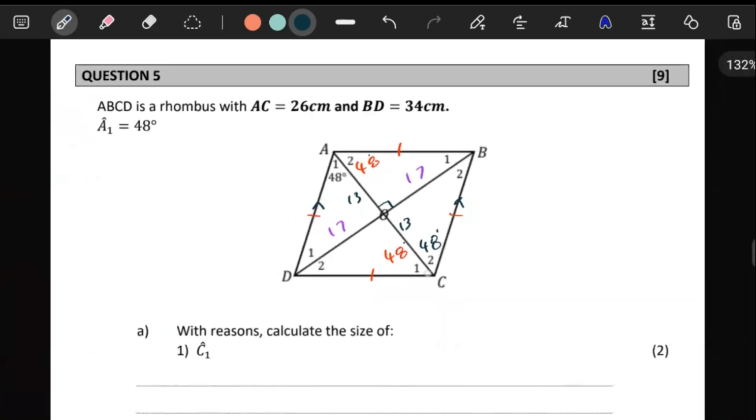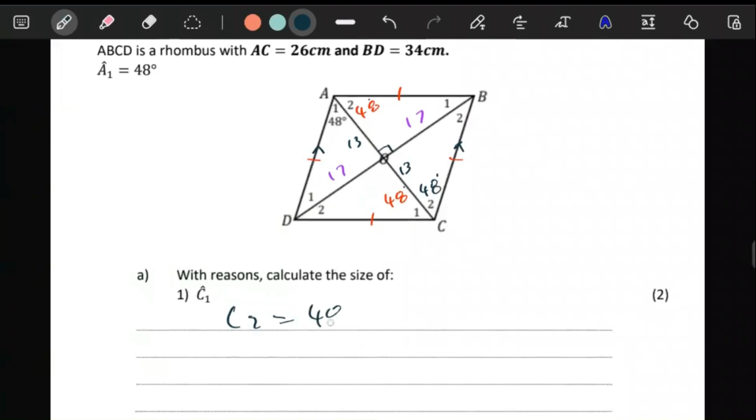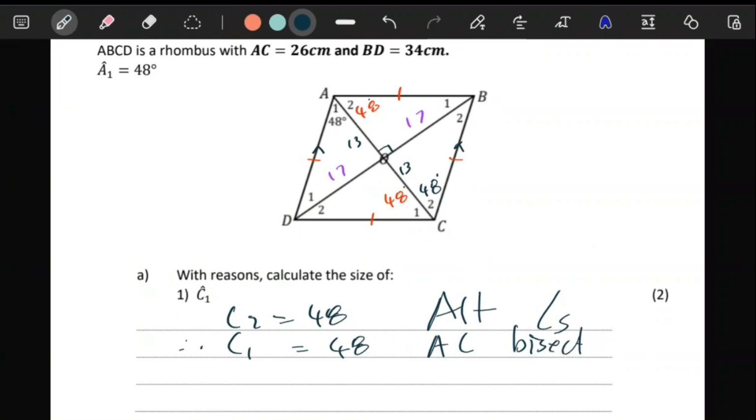They say get C1 with reasons. So you're going to start firstly by stating that C2 is equal to 48, also because of alternating angles. And then the next thing you're going to say: therefore, C1 is also equal to 48. The reason is AC bisects angle C. See, the line AC is cutting C in half. The line DB is cutting B in half. So D is also being cut in half, A is also being cut in half.